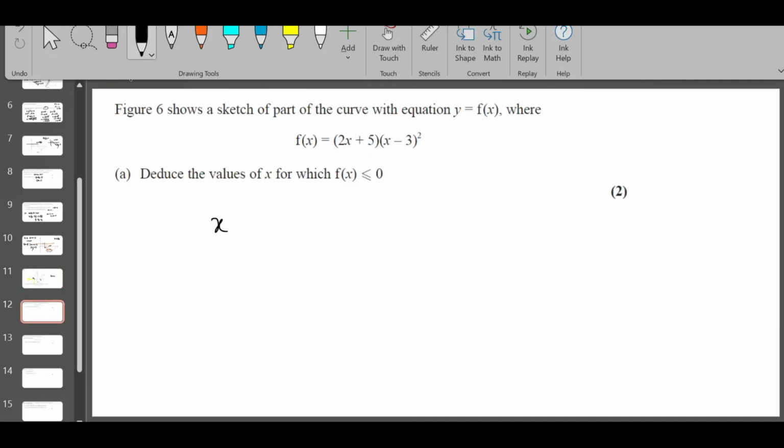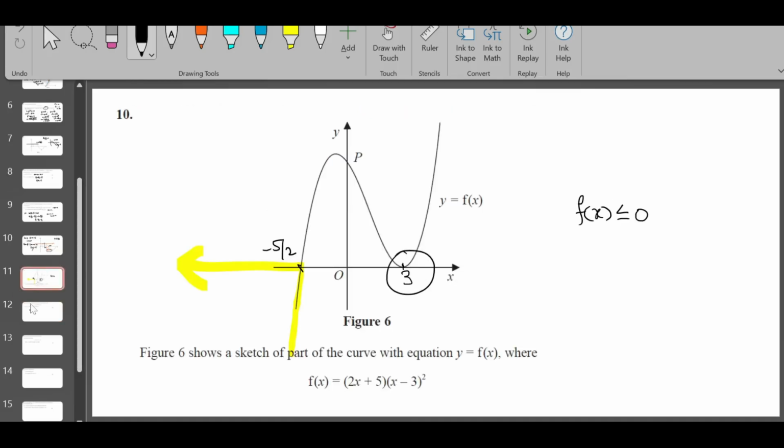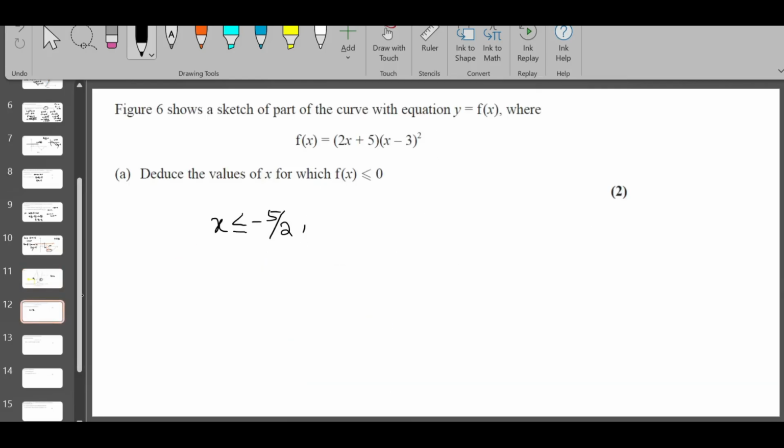So x is less than or equal to minus 5 over 2. Is that the only solution? It's the only solution if they say just less than. You can just write this. But there is an equal sign. So you need to check from the graph where f of x is 0. f of x becomes 0 here, right? That's the x-intercept. So x is equal to 3. You need to write both these solutions, otherwise you will lose marks.